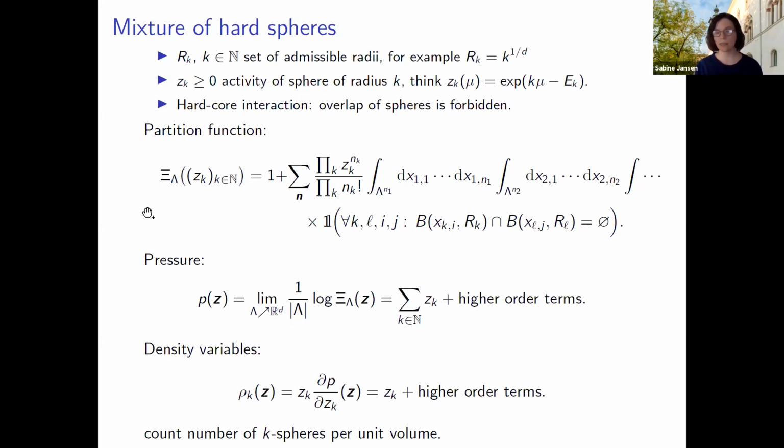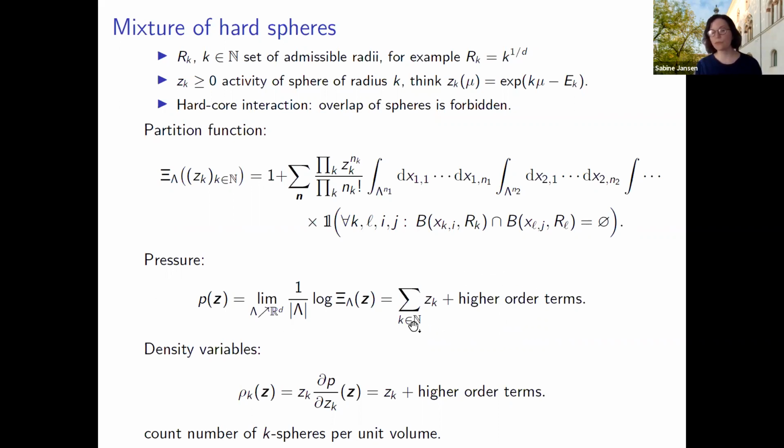Partition function, same thing as before, except that now I have to sum over multi-indices that tell me how many particles, how many spheres of a given type do I have. There's the product over activity of a k-sphere to the corresponding number of particles. Downstairs, the product of factorials. You integrate over all these things, and you put the indicator that the spheres do not overlap. Again, you define the pressure simply as 1 over volume times logarithm of the partition function, limit as lambda goes to infinity.